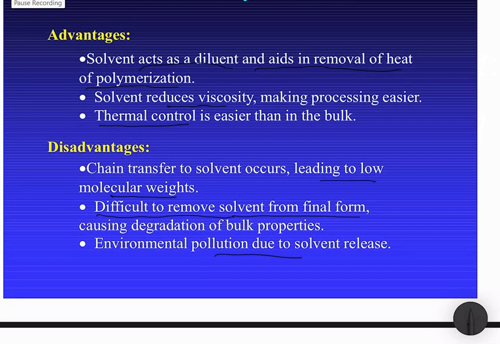So these are the major disadvantages of solution polymerization, although it is advantageous compared to bulk in terms of controlling the reaction, controlling the process. But you can see a lot of intrinsic and extrinsic problems are there, and for that you have to have some additional measures when you want to go for the solution polymerization technique.